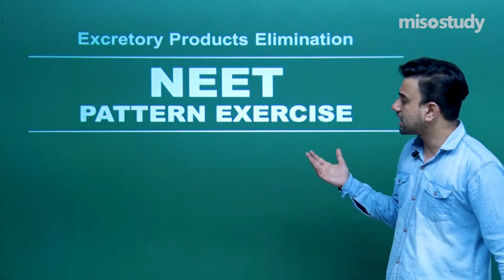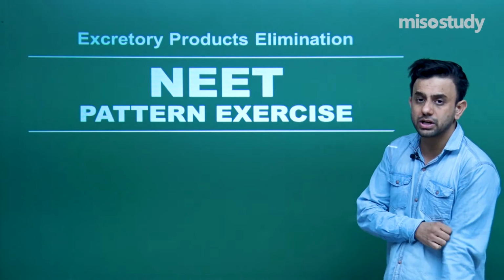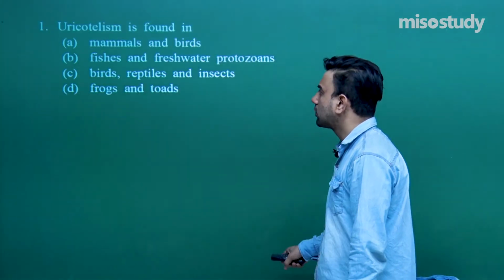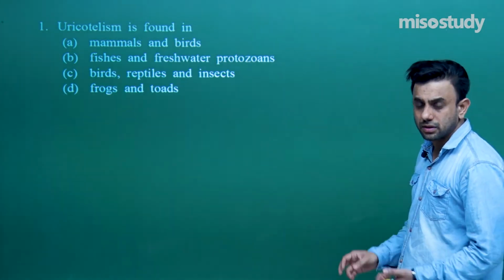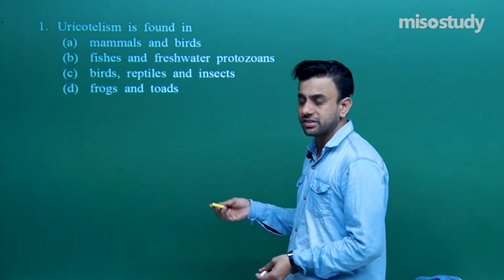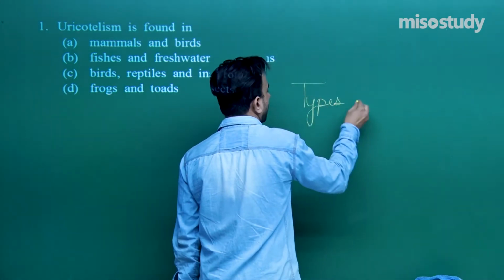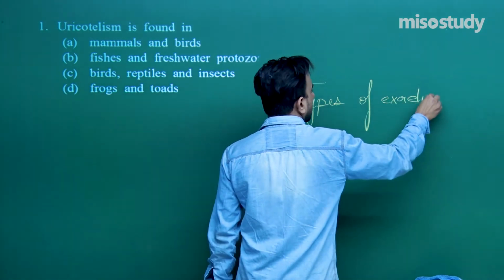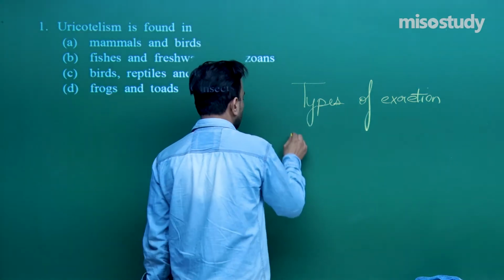Okay, so we'll now discuss the questions, the NEET pattern exercise on the chapter excretory products and their elimination, right? Let's come to the first question, and what does it say? Uricotelism is found, right? So it's a type of excretion. Now when we discuss the types of excretion, we will see there are various types of excretion.